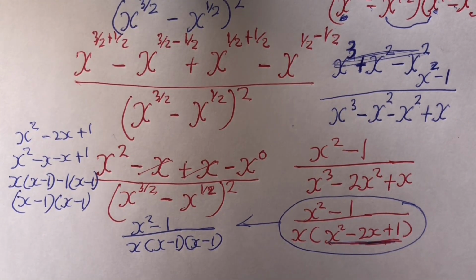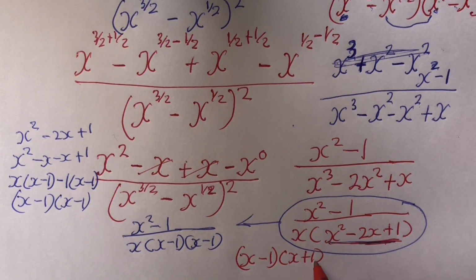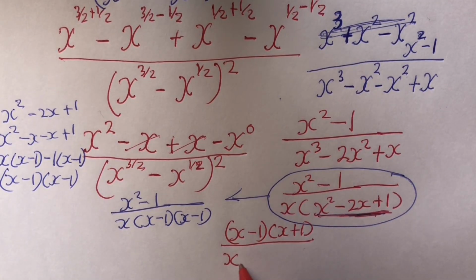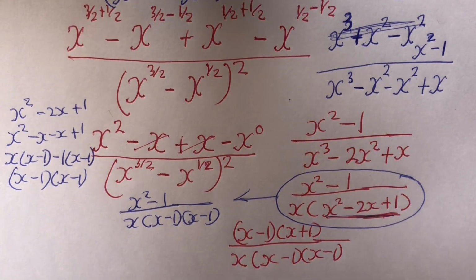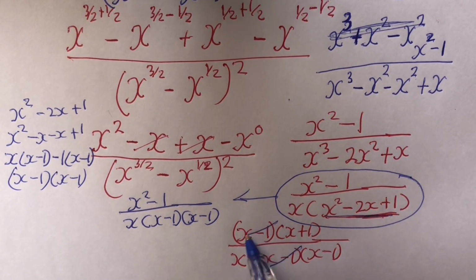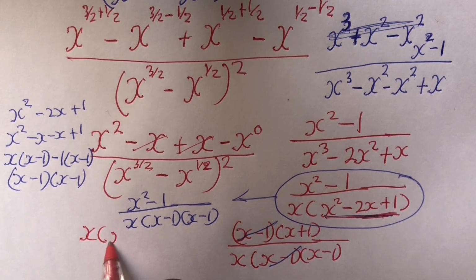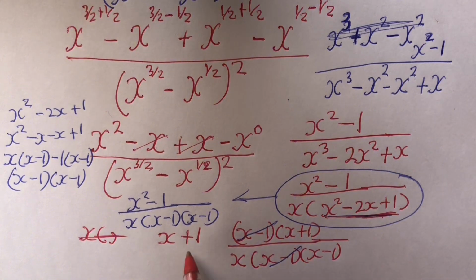So we can write it as x minus 1 times x plus 1, all divided by x times x minus 1 times another x minus 1. So here, x minus 1 cancels x minus 1, and we'll be left with x plus 1 divided by x into x minus 1.